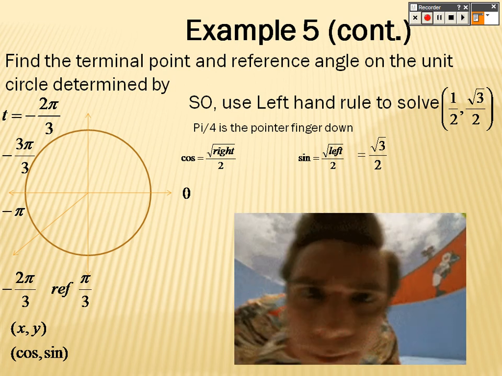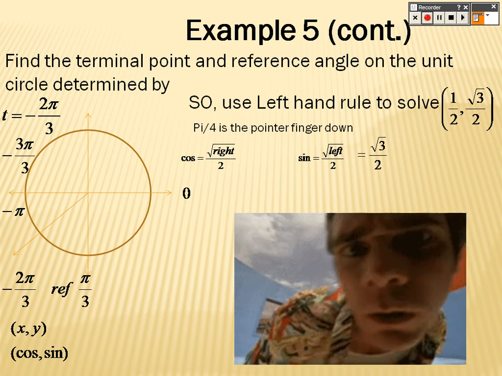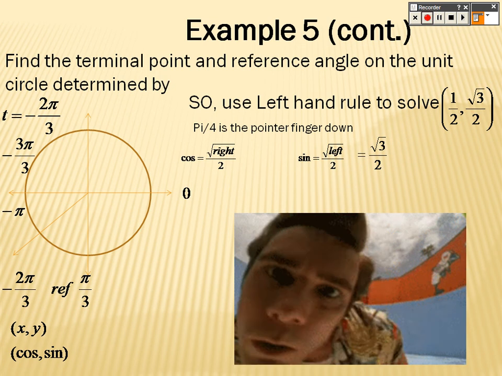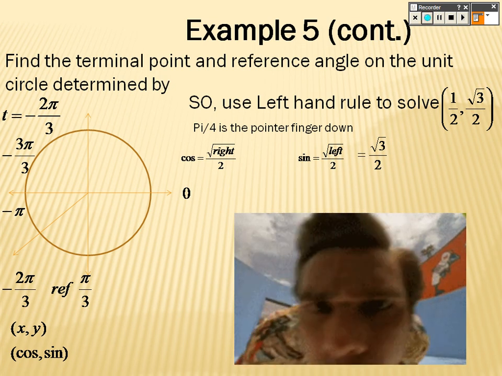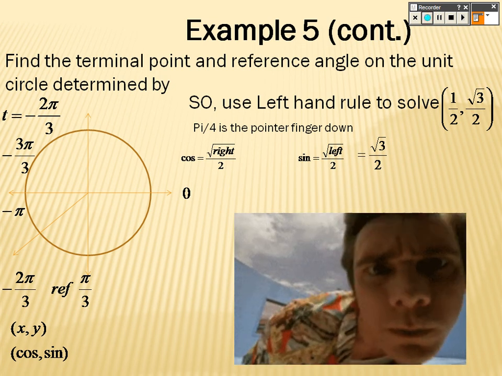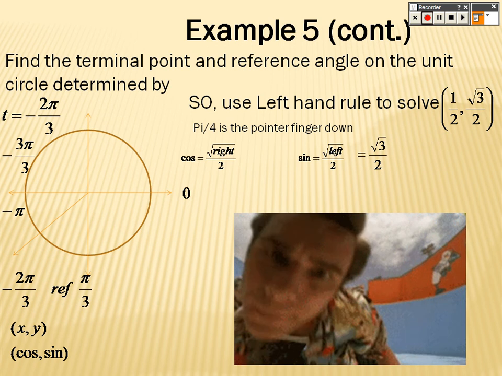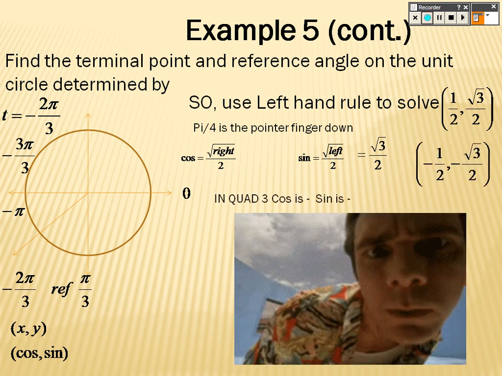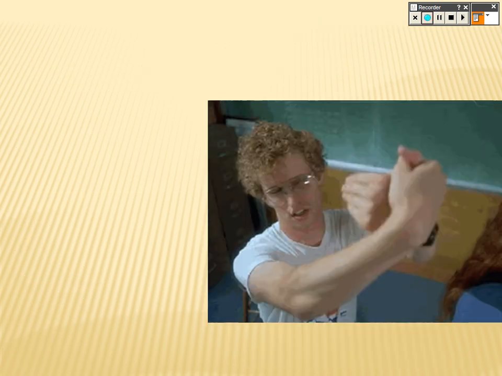In that quadrant, all students take, meaning t is positive, but cosine and sine are both negative, so they're both negative, so it's negative 1/2, negative root 3 over 2.